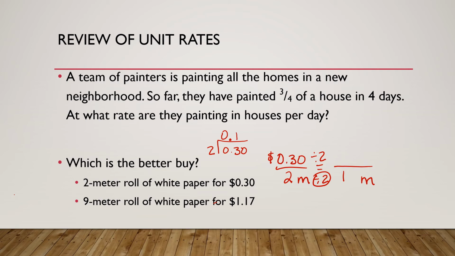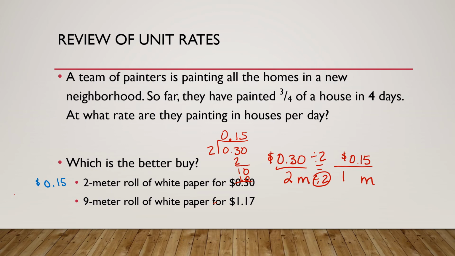2 will go into 3 1 time, 1 left over. 2 goes into 10 5 times, which is 10. So we're going to get 15 cents. So we're paying 15 cents per meter if we purchase the 2-meter roll. I'm going to go over here and make some note of that so I don't get all of my work confused. So 0.15 is what I'm paying for the 2-meter roll.